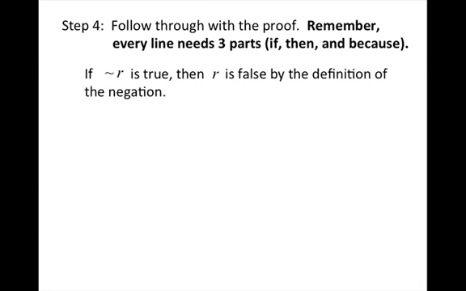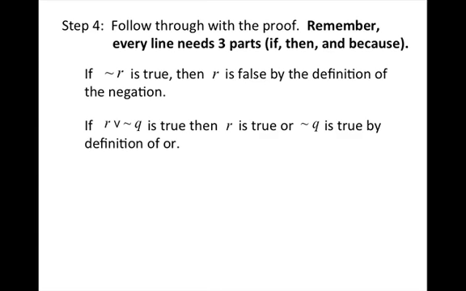So let's list the OR. And remember, when you use an OR statement, there's 2 lines of the proof. The first one is you state the OR statement is true and state what that means. If R or not Q is true, then either R or not Q must be true by the definition of OR.